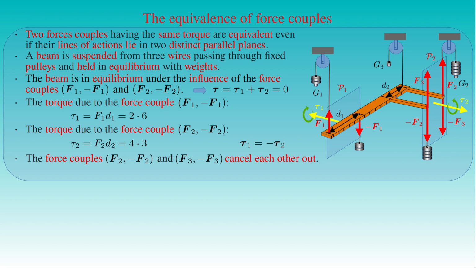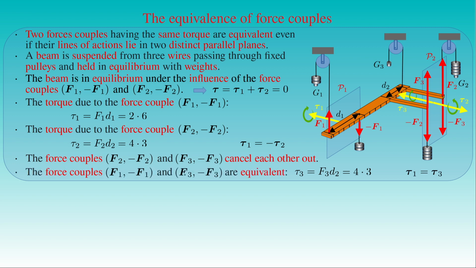Indeed, the magnitude of the torque τ3 due to the pair of forces F3 and minus F3 is given by the magnitude of the force F3 times the distance d2 of the lines of action of the force couple, or 4 units of weight times 3 units of length. The torque τ3 is perpendicular to the plane P2 of the forces F3 and minus F3, and its orientation shows that it produces a clockwise rotation. The torques τ1 and τ3 therefore have the same magnitude and direction, that is the torque τ1 is equal to the torque τ3.